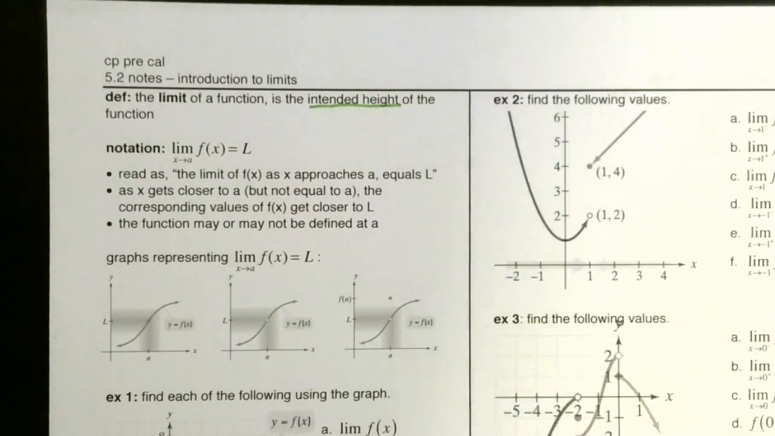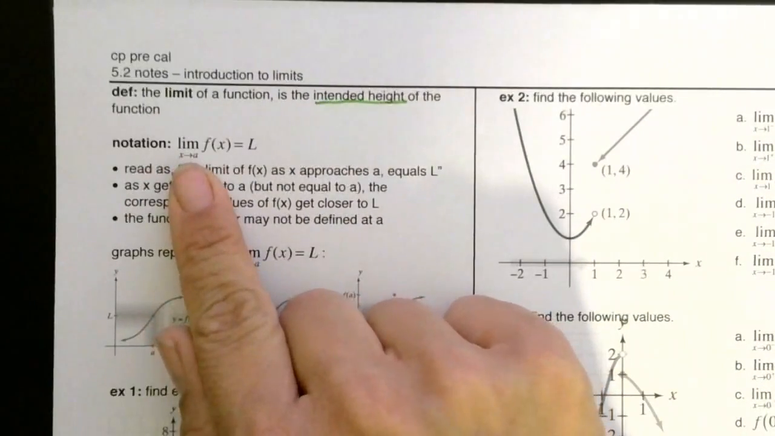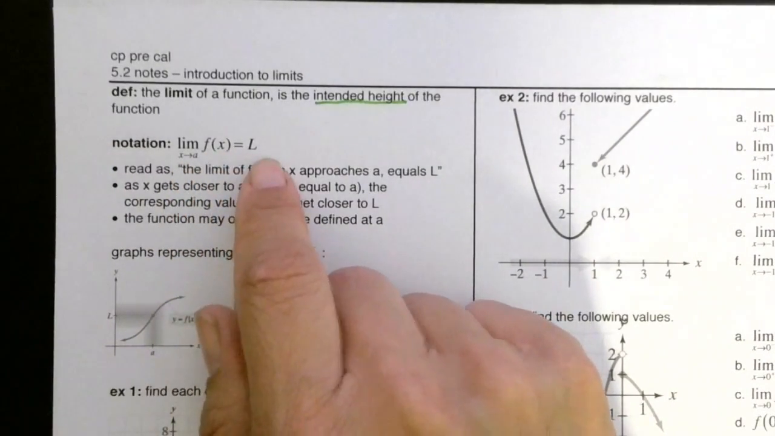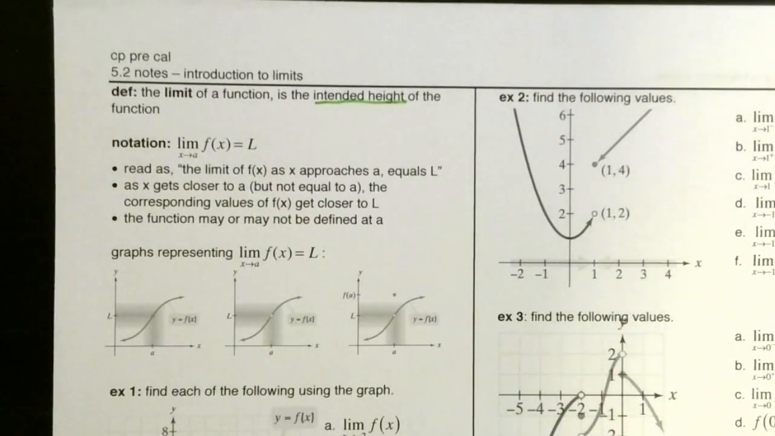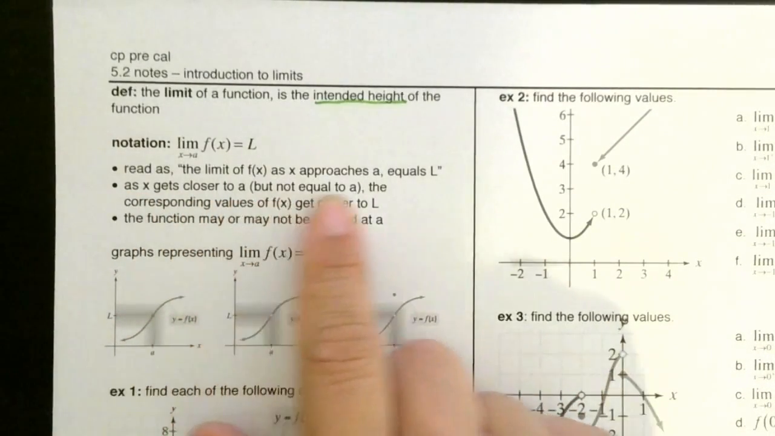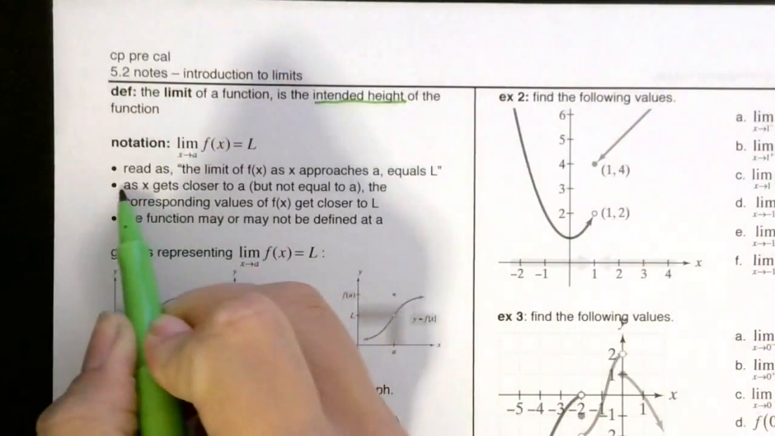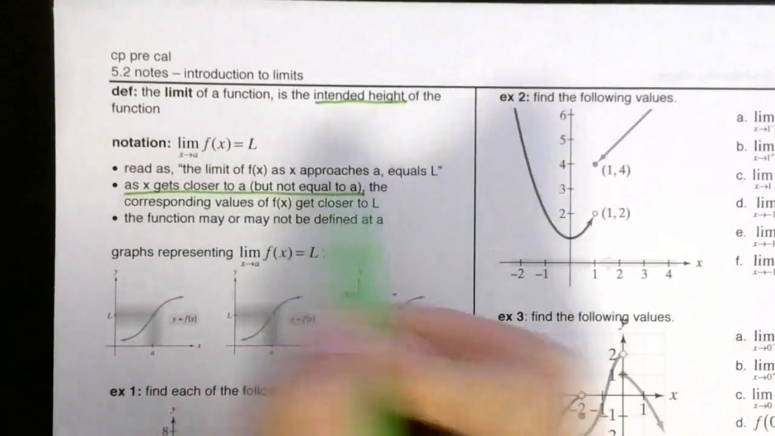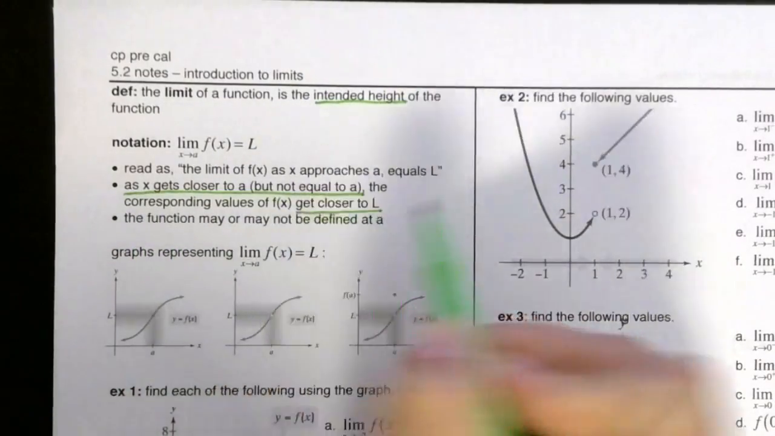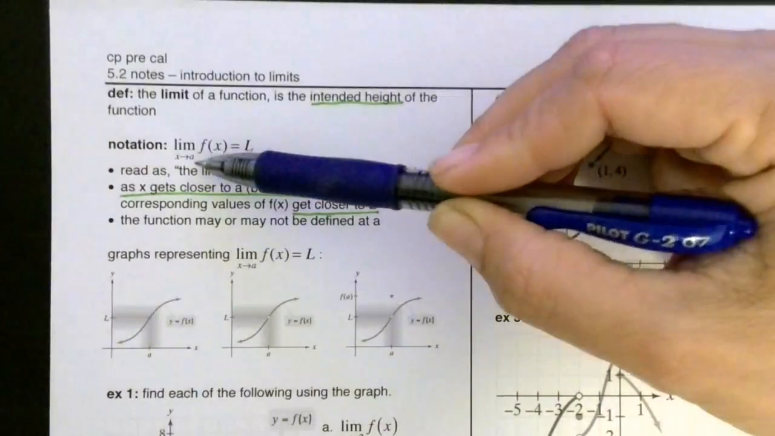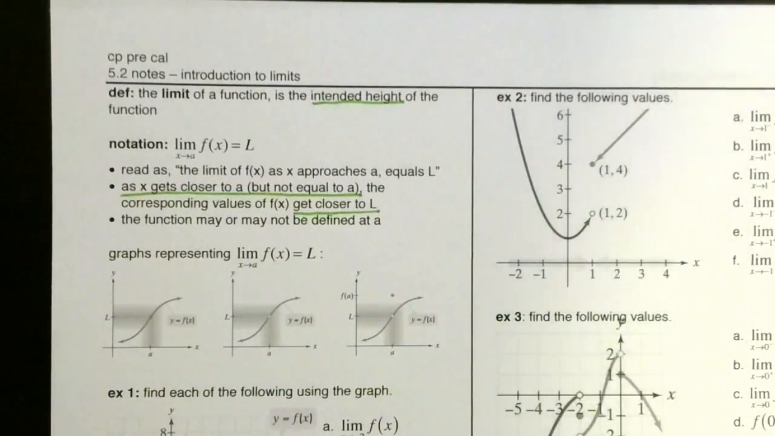Okay, so here is our notation for the limit. The limit as x approaches some value, let's call it a, is equal to L. So we'll go through that as we go through this set of notes, but notice as x gets closer to a but not equal to a is what we're actually looking for. So I'm going to underline that too, because intended height and this are pretty much saying the same thing. Okay, so you're getting closer to the a, like infinitesimally closer, so as close as possible without actually having to equal the a value. Sometimes we can equal the a value, but not always.